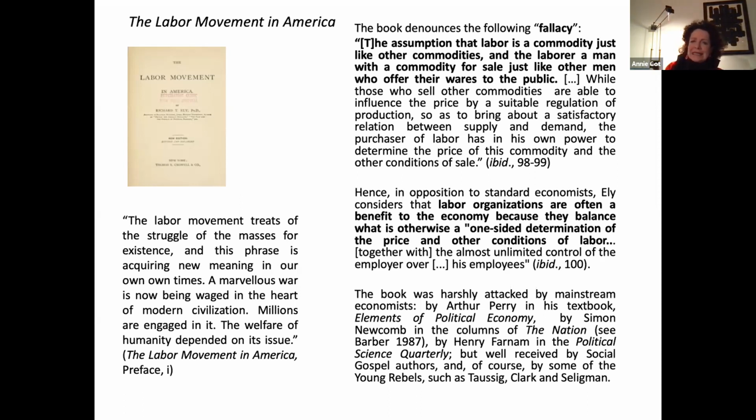And hence, in opposition to standard economics, he offers to build a new field of economic theory upon this specific commodity, which is of course bought and sold, but which has some moral characteristics which forbid taking it as a standard commodity. And hence his accentuation on labor organizations as the expression of labor. The book was very harshly attacked. I mentioned the role of these attacks on Ely's first academic trial by Arthur Perry, by Newcomb, by Farnham, and of course it was defended both by some of the young rebels like Taussig, Clark, and Seligman, and the gospel authors.